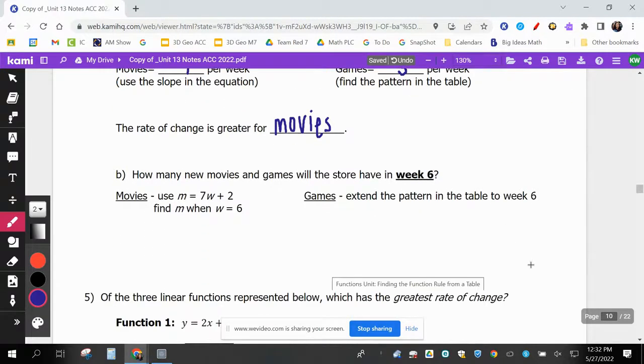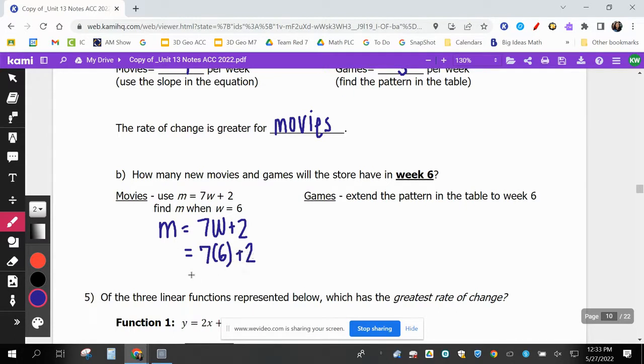How many new movies and games will there be in week 6? Well, for movies, we're going to use movies equals 7w plus 2. And we're told it's week 6, so we're going to plug in w equals 6. We know that 6 weeks are going to pass by, so 7 times 6, and then we're going to add on 2. 7 times 6 is 42. 42 plus 2 is 44. So 44 movies in 6 weeks.